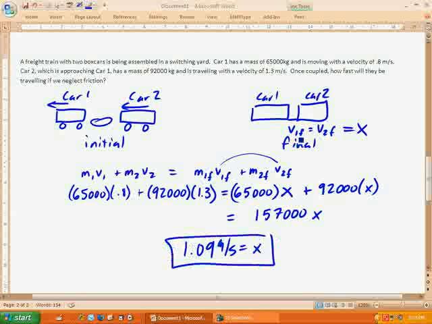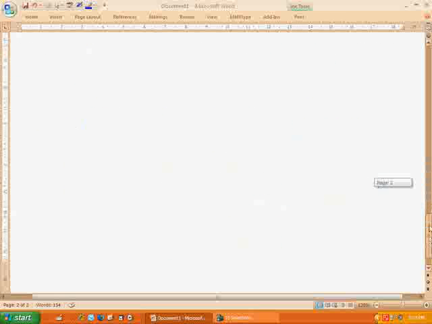Okay, and that's all there is to it. There's 3 examples. One was specifically an impulse, and the other 2 were conservation of momentum. Hopefully that was helpful, and you'll now be able to complete your homework. Good luck.